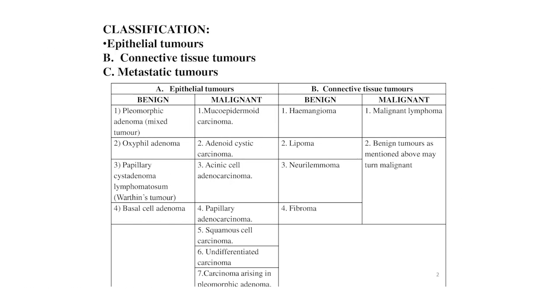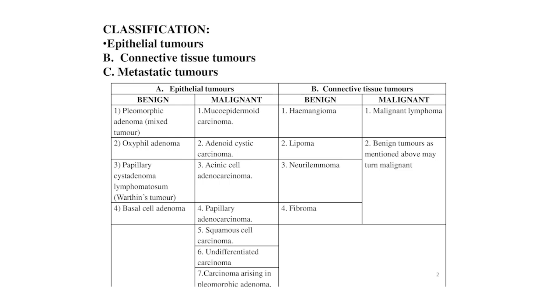Now the classification of the tumors. A is the epithelial tumors, B connective tissue tumors, and C is the metastatic tumors. A, epithelial tumor, benign and malignant. Benign is the pleomorphic adenoma, mixed tumor, oxyphil adenoma, papillary cystadenoma, lymphomatosum, that is the Warthin's tumor, and basal cell adenoma. And the epithelial malignant tumors are the mucoepidermoid carcinoma, adenoid cystic carcinoma, acinic cell adenocarcinoma, papillary adenocarcinoma, squamous cell carcinoma, undifferentiated carcinoma, and carcinoma arising in the pleomorphic adenoma.